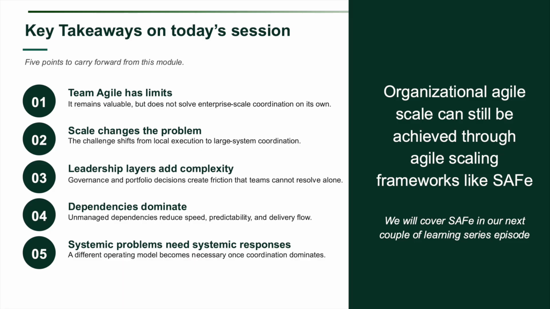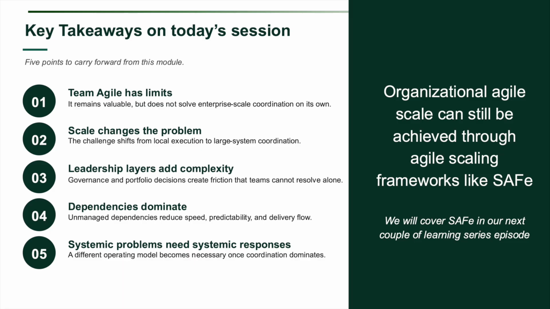Fourth, dependencies become a dominant force. In life sciences and manufacturing environments, those dependencies often span multiple delivery layers. Examples include systems, sites, vendors, cloud platforms, security, validation, and AI infrastructure. Fifth, systemic problems need systemic responses. Once coordination dominates the delivery system, organizations need a different operating model. That is where scaling frameworks such as SAFe become relevant.